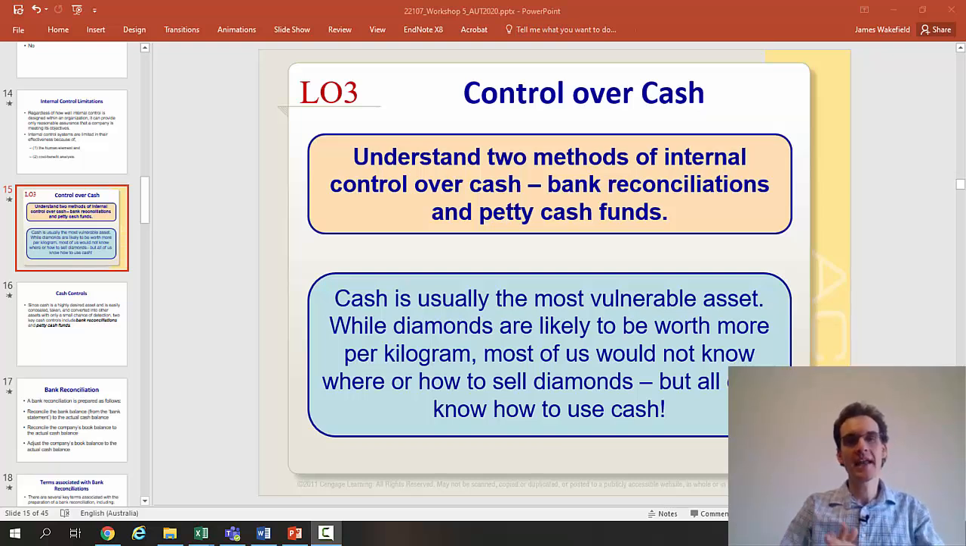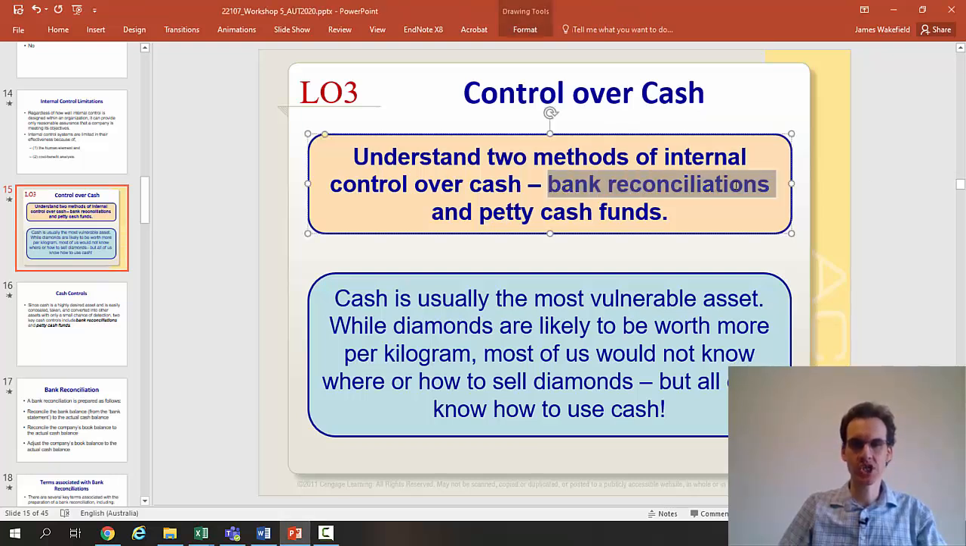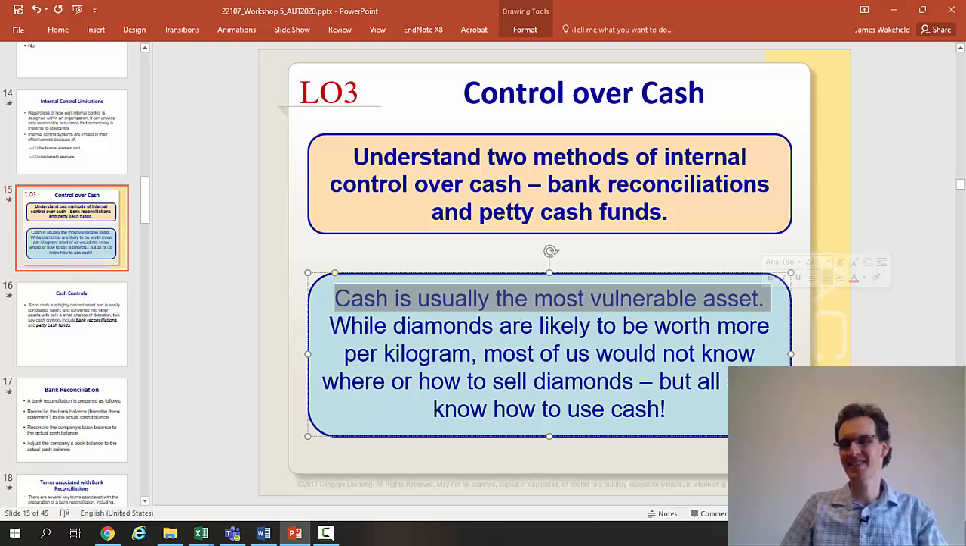So what we're going to look at now in learning objective 2 is two methods of internal control. We're going to look at the bank reconciliation and we're going to look at petty cash funds. And these control techniques are obviously focused on controlling cash. Cash, as I mentioned earlier, is the most vulnerable asset on average.